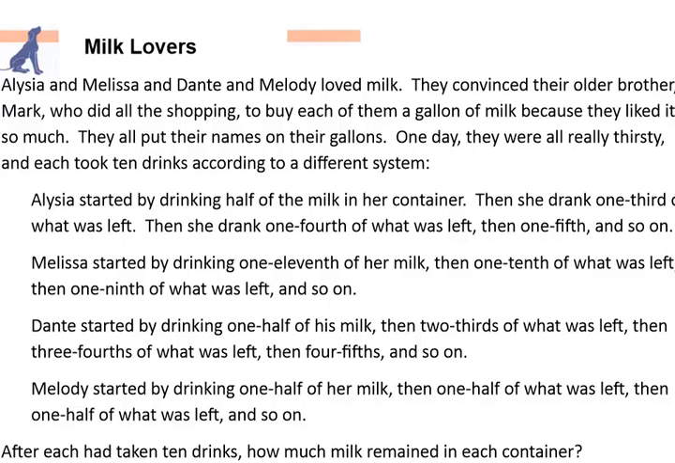Alicia, Melissa, Dante, and Melody love milk. They convinced their older brother, Mark, who did all the shopping, to buy each of them a gallon of milk because they liked it so much. They all put their names on their gallons. One day, they were all really thirsty, and each took 10 drinks according to a different system.